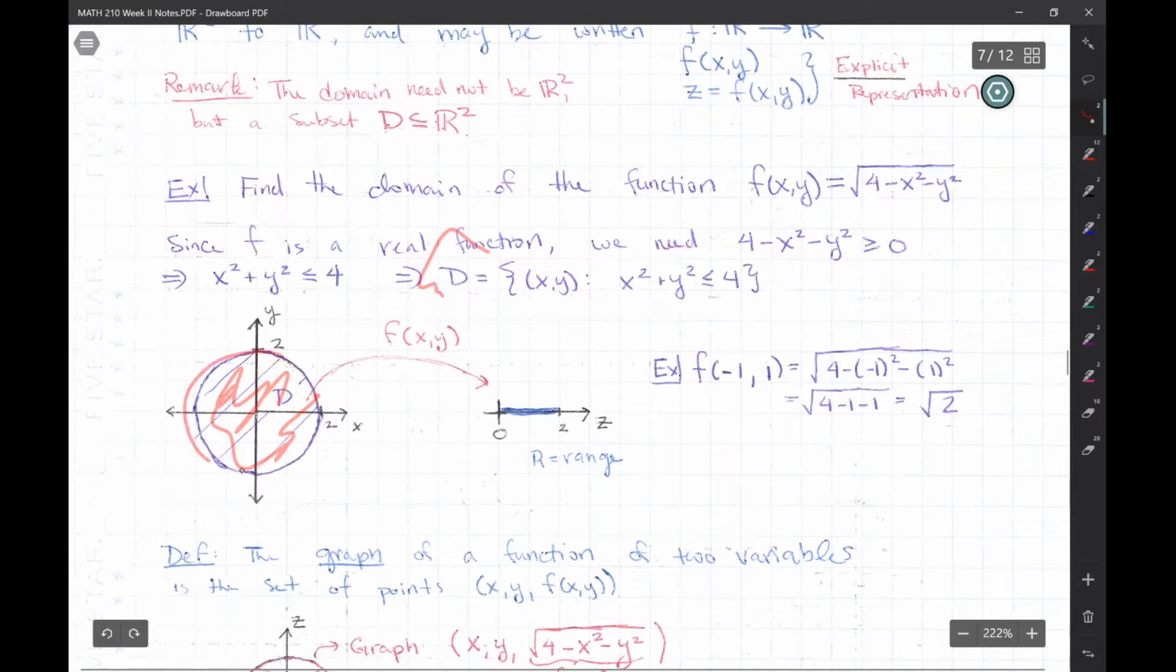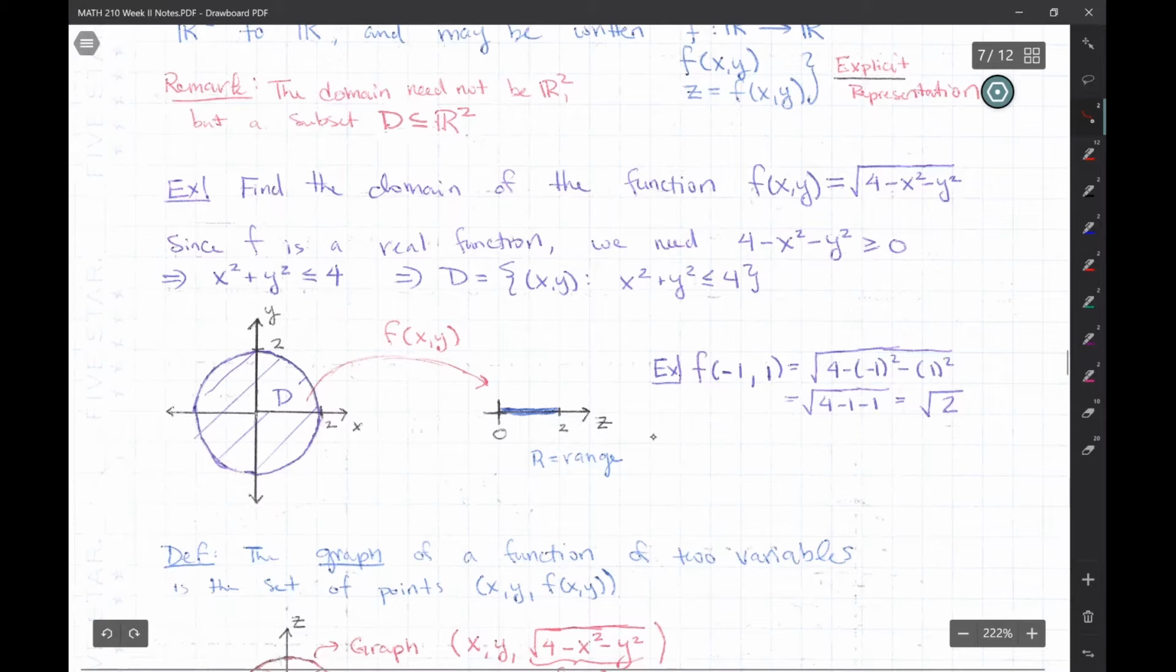And the domain gets mapped up to the real line along the z-axis, and the range is going to be from 0 to 2 along the z-axis. So here is the range, and here is the domain of our function of two variables.